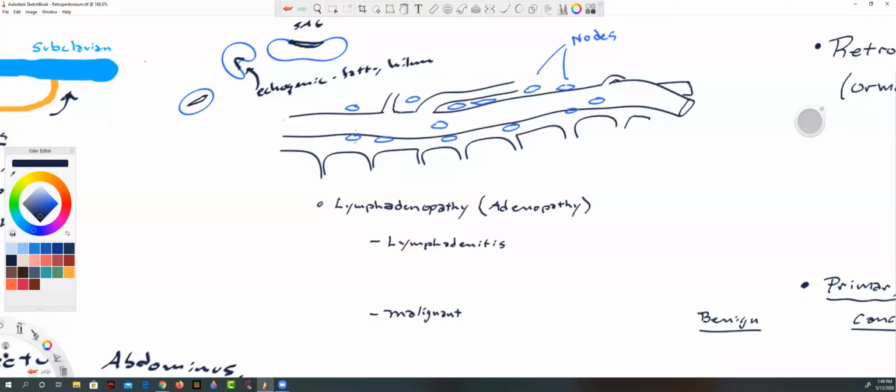In the retroperitoneum, we find, not always, because they're small, but we find lymph nodes all around the aorta. I realize now that that's not such a clear image.